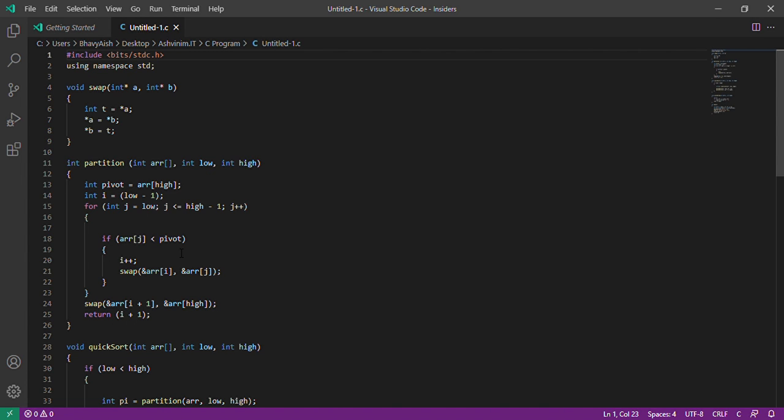The following are three cases: worst case, best case, and average case. The worst case occurs when the partition process always picks the greatest or smallest element as pivot. If we consider the above partition strategy, where the last element is always picked as pivot, the worst case will occur when the array is already sorted in increasing or decreasing order.